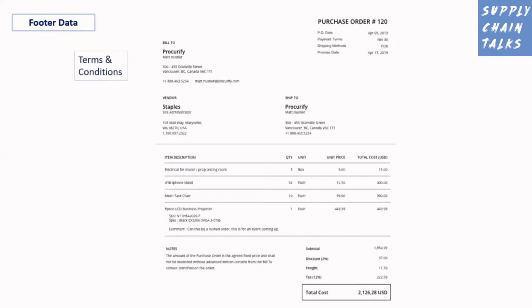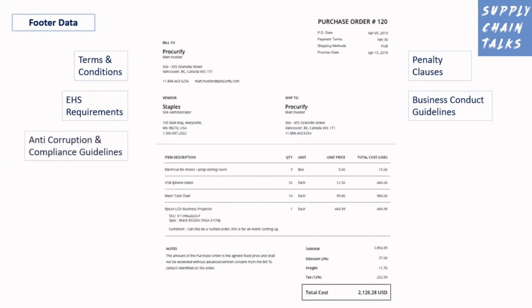Terms and conditions should be mentioned in the footer of the purchase order. If there are any penalty clauses, they should be there. Any environment, health and safety requirements should also be mentioned. Business conduct guidelines should be there. If the company has these, then they should be ideally mentioned. A reference to anti-corruption and compliance guidelines should also be mentioned.